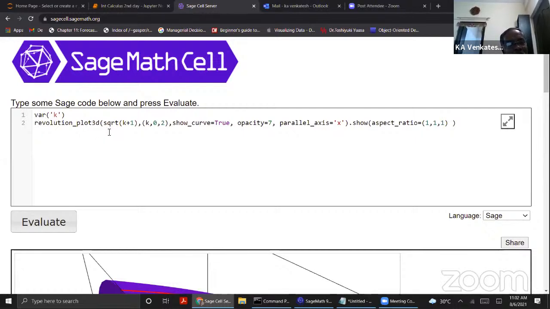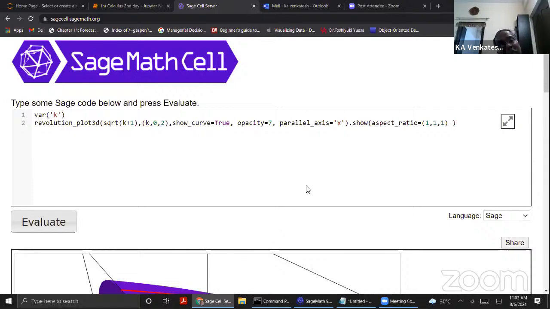Yesterday we also saw one more called implicit_plot, for when the equation is given in implicit form, x square by a square plus y square by b square equal to 1. When you want to plot both variables, you define the variables and use implicit plot. So now we can define a revolution_plot3d. This 3D plot shows how it looks.